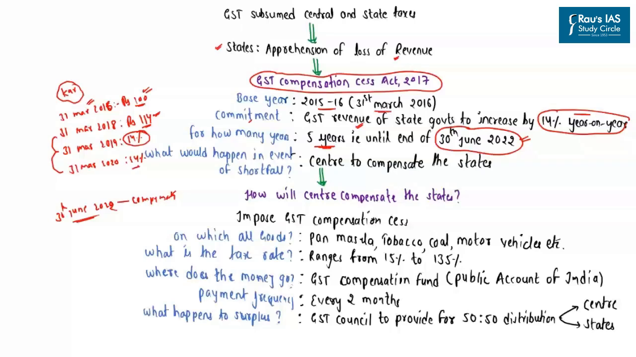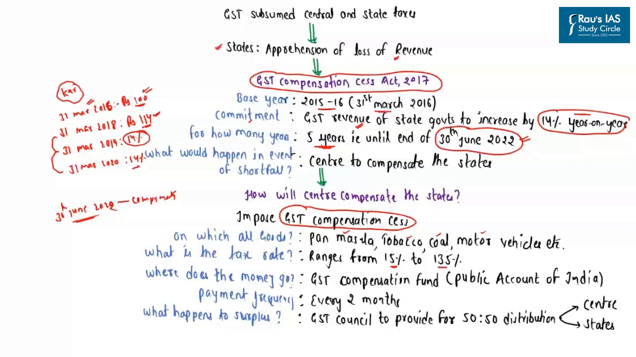So here the central government has said that to compensate the state government for the loss in the revenue, the central government will impose the GST compensation cess. Right now, this GST compensation cess is imposed on certain harmful goods or sin goods, which include pan masala, tobacco, coal, motor vehicles, etc. And this cess rate ranges from as low as 15% to as high as 135%. You don't have to remember what the cess rate is on different products, but broadly you must remember that it ranges from 15 to 135%.